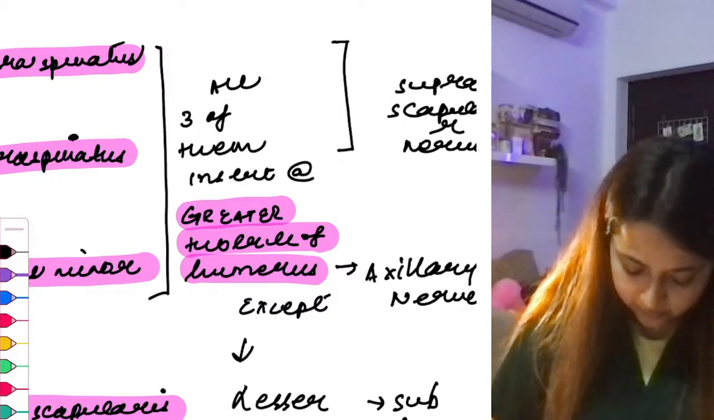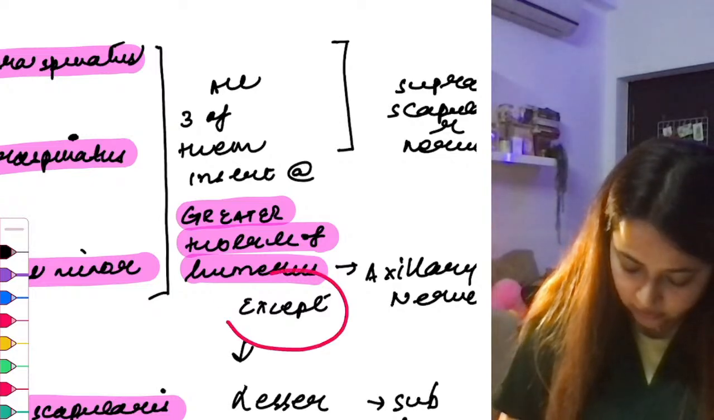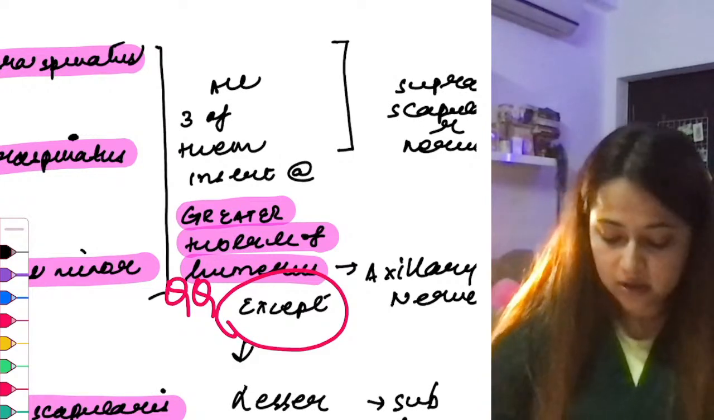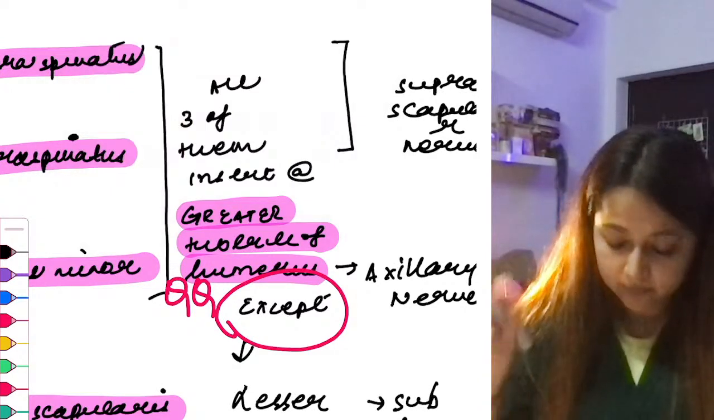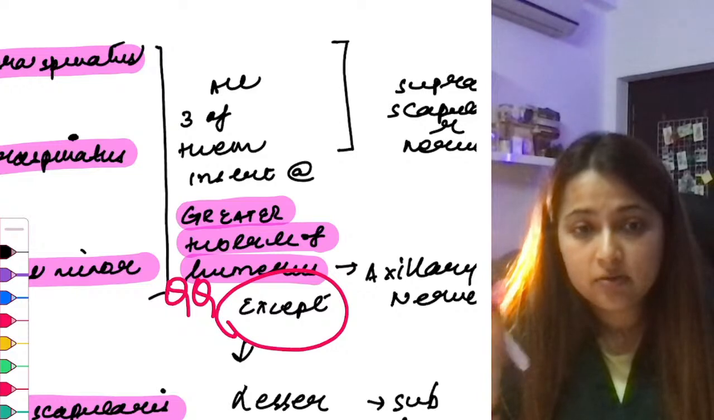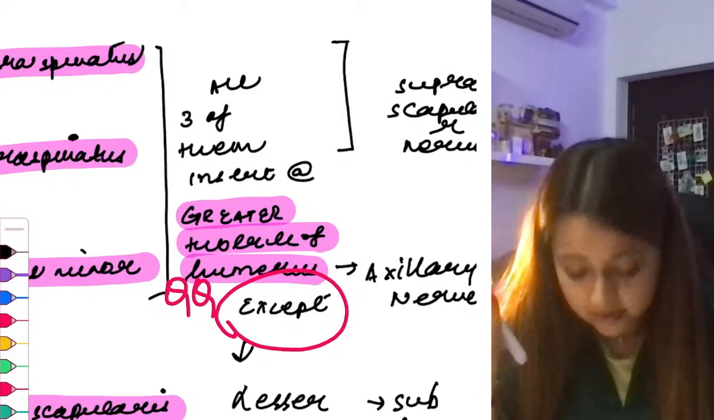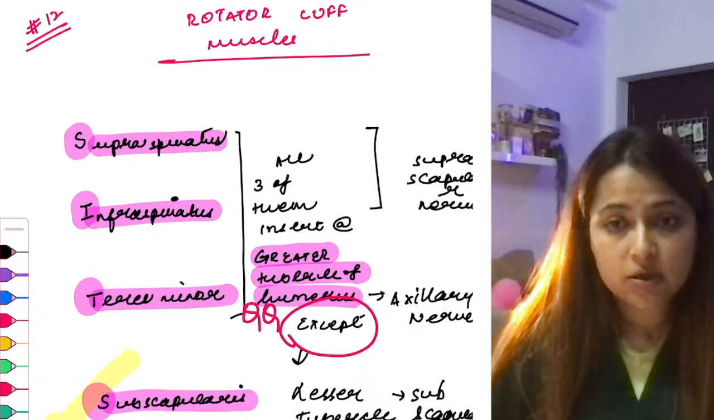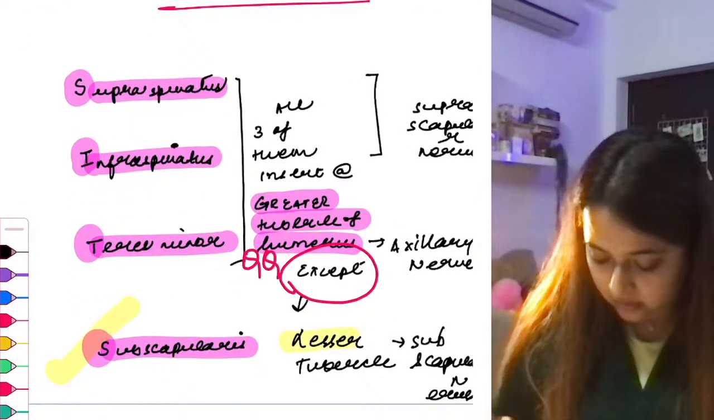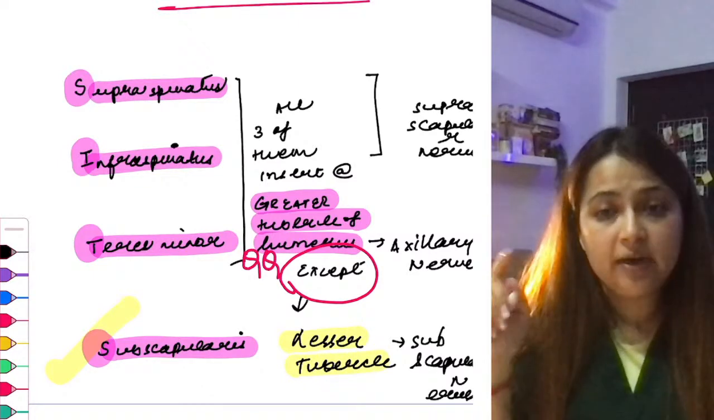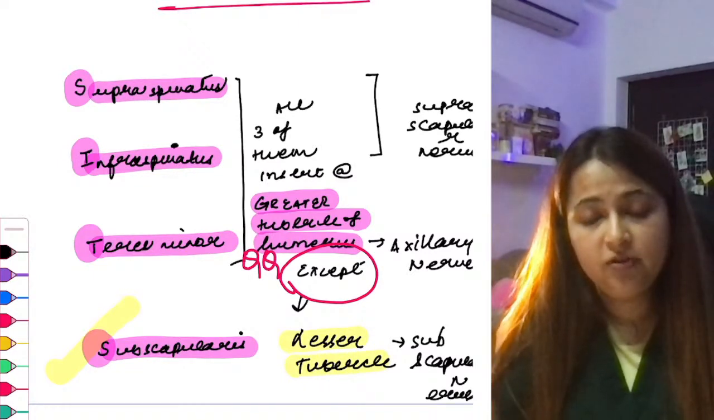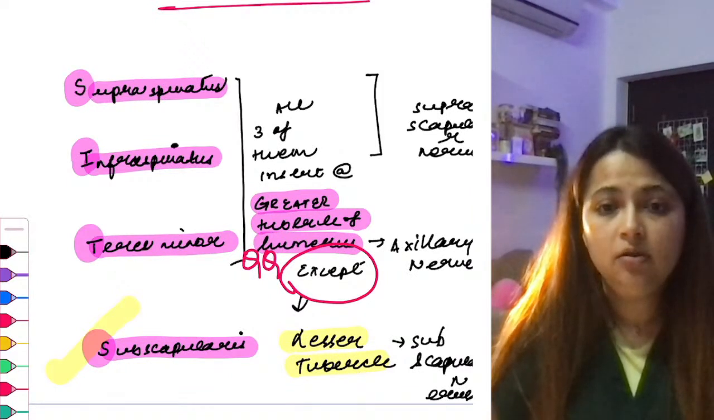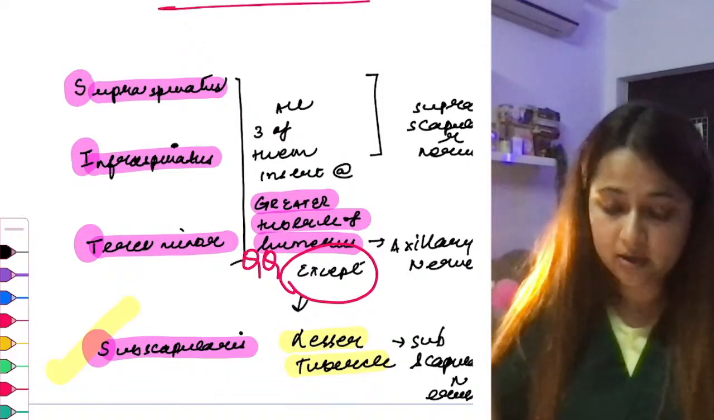Except. So guys, wherever you read about exceptions, always mark that. Because exceptions would always be important. So what do you think here? Except subscapularis. So that means subscapularis is going to insert at a different location. What is that location? That is lesser tubercle. So greater tubercle insertion would be seen with the supraspinatus, infraspinatus, and the teres minor, whereas the insertion at the lesser tubercle would be seen in case of subscapularis.